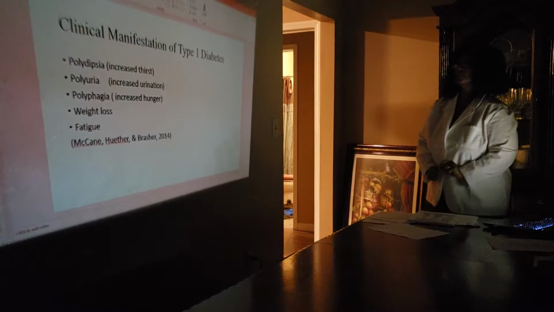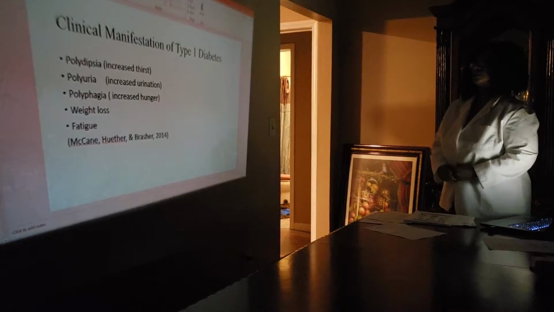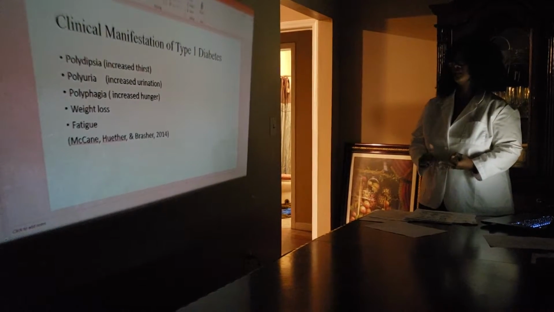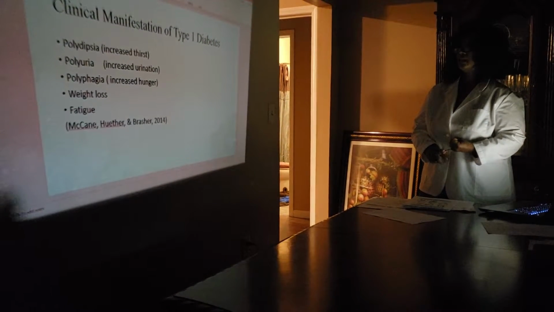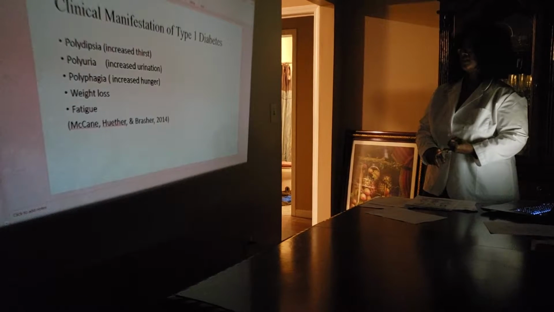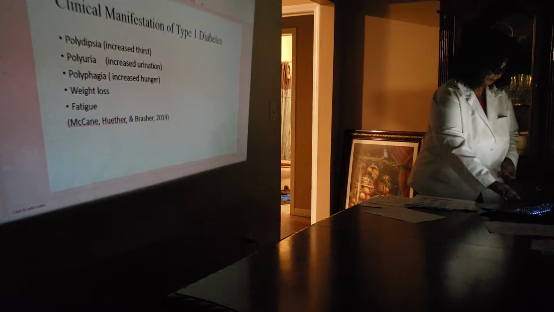Clinical manifestations of diabetes type 1, you'll see polydipsia, polyuria, polyphagia, weight loss, and fatigue. Polydipsia means thirst, polyuria means increased urination, and polyphagia means increased hunger.